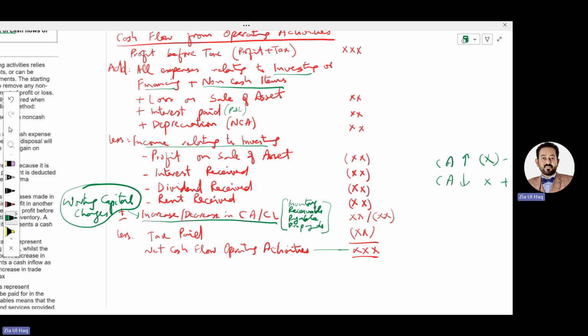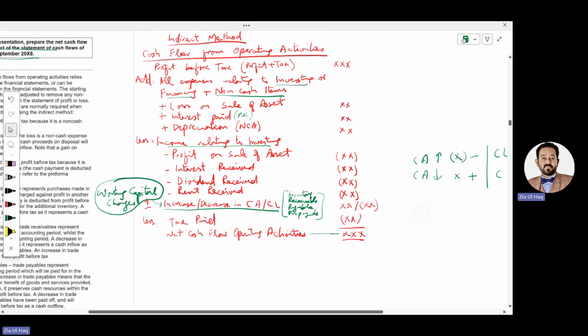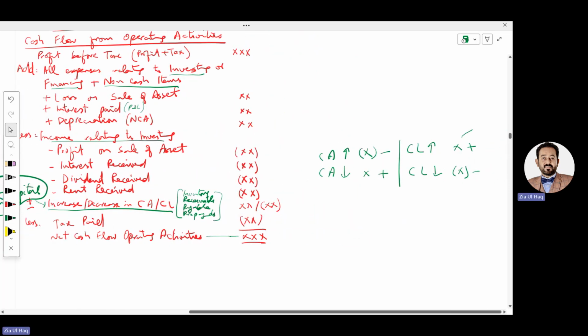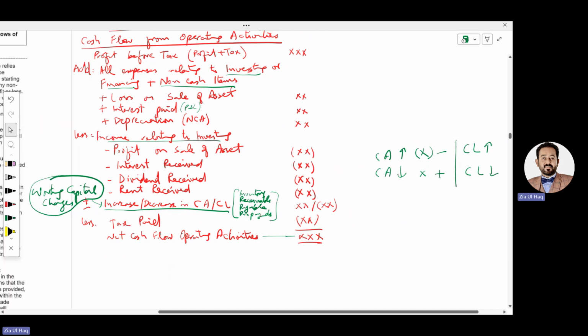And then we will add or less working capital changes, meaning increase in current assets will be deducted as outflow, decrease in current assets will be added. Increase in current liabilities will be added while a decrease in current liabilities will be deducted. And then we will deduct tax paid and we will arrive at net cash flow from operating activities. While calculation of net cash flow from financing and investing activities will remain the same.